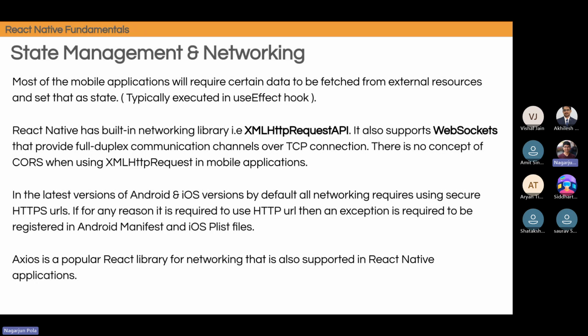Some of the things that we could look into: the latest versions of Android and iOS always use HTTPS URLs. If your URL is HTTP, then that network call will not fetch the data. It'll just return 400. In that case, it is required to register that HTTP URL in your Android manifest as well as iOS plist as an exception, to indicate to your app to allow HTTP URLs. You can also use networking libraries present in React, like Axios, in React Native as well.